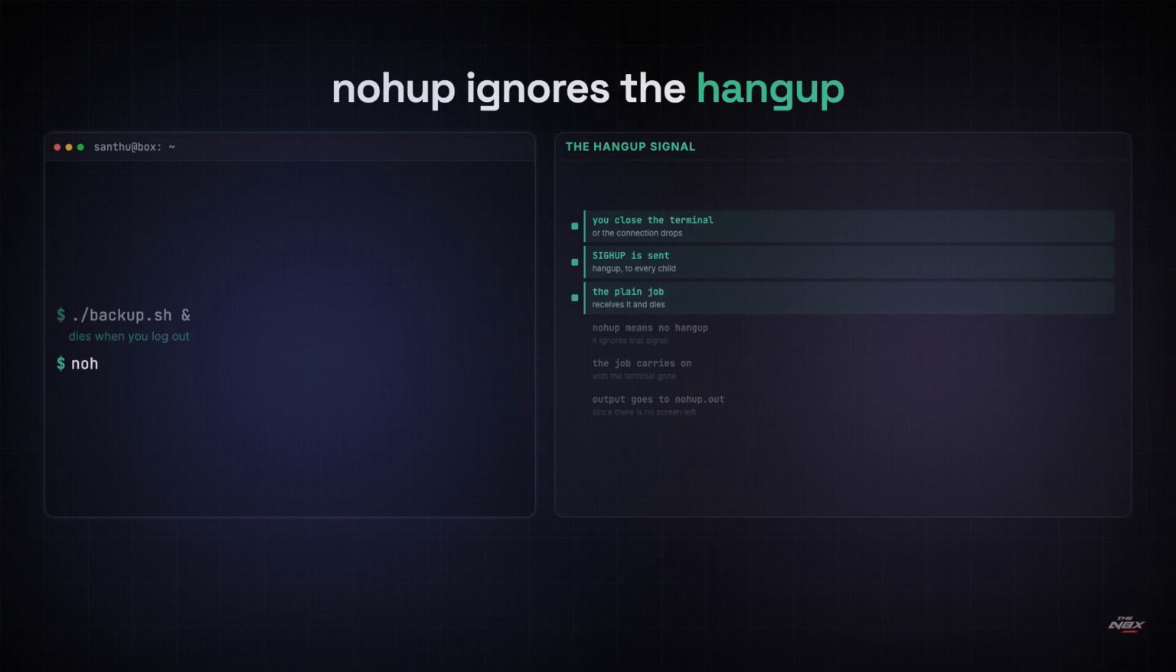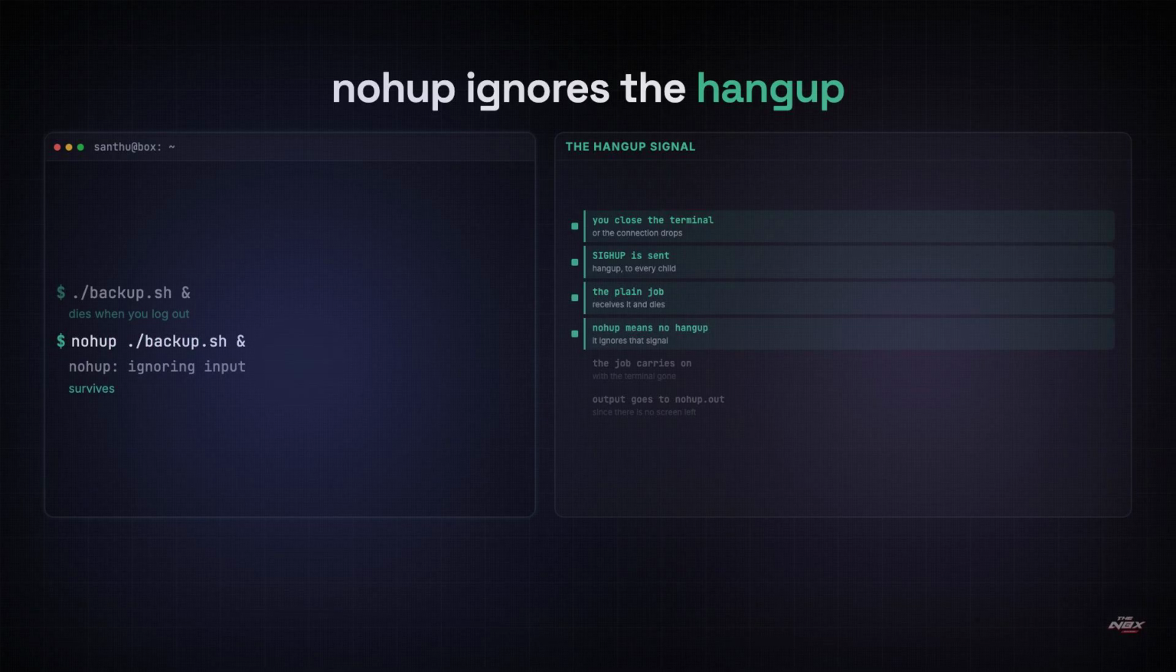The fix is in the name. nohup is short for no hangup, and a job started under it simply ignores that signal, so it carries on running with the terminal long gone. One thing to expect, since there's no screen to print to anymore, its output is written into a file called nohup.out. That file is where people forget to look. Better still, use screen or tmux, which we'll get to, and you keep the output as well.